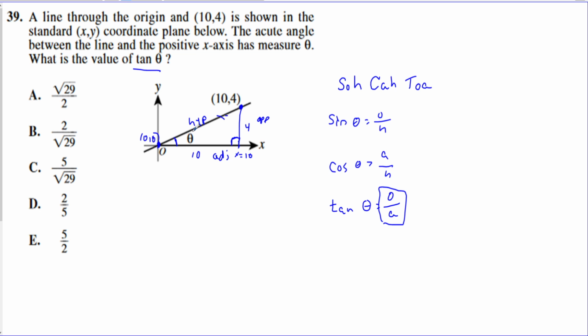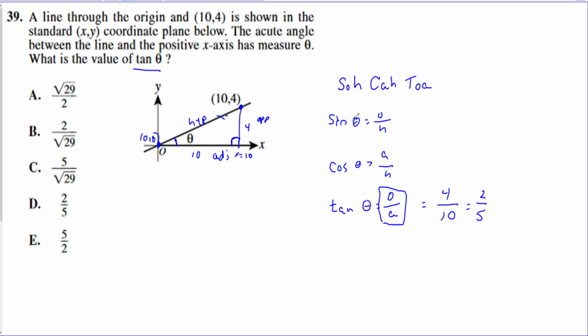But guess what? I don't care about the hypotenuse, right? This particular ratio, tangent, is opposite over adjacent. Well, in this case, for us, opposite is 4, adjacent is 10. That's 4/10, and I can more easily write 4/10 if I reduce it as 2/5.